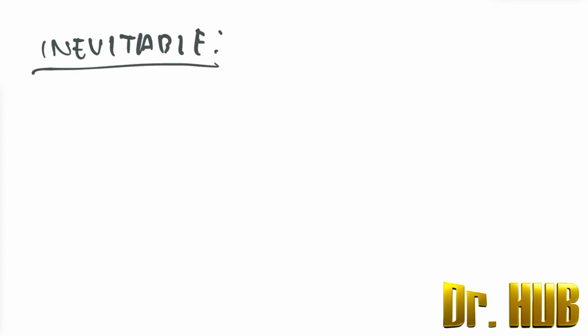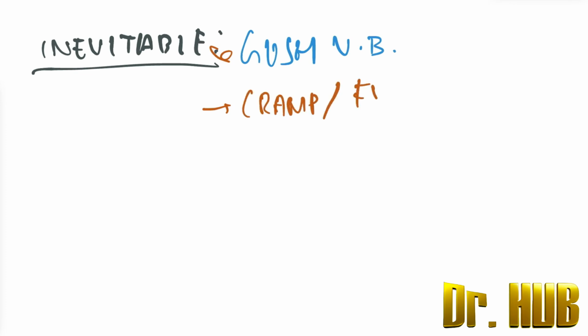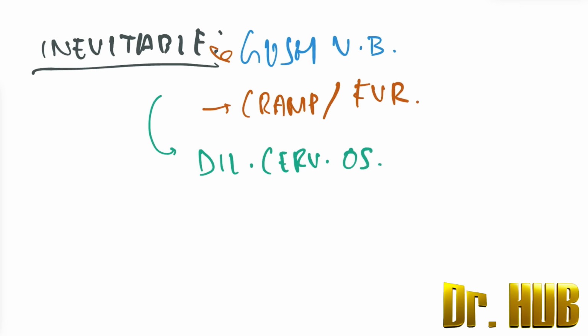Next we look at the inevitable type. There is a gush of vaginal fluid or vaginal bleeding. There is cramping or fever. Then comes the presence of a dilated cervical os, and there is also gross rupture of the membrane.